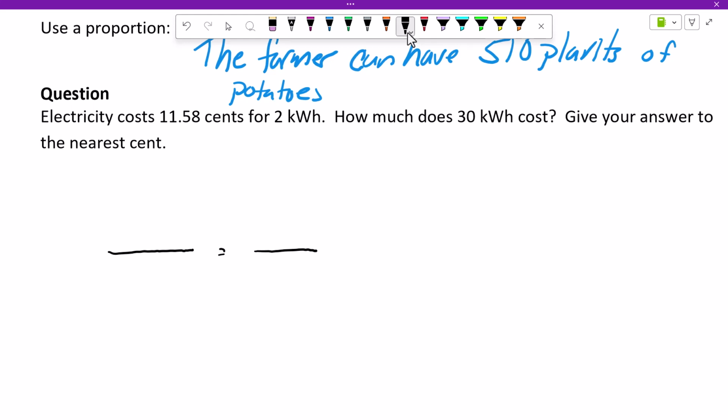Alright, so now we have 3 pieces of information. Notice, usually in the same sentence, 2 of them are connected. So the 11.58 cents for 2 kilowatt hours, those are connected, so those are going to go on the same fraction. What goes on the top? The 2, does it go on the top or the bottom? Bottom. Money goes on the top. So we're going to put 2 kilowatt hours on the bottom.